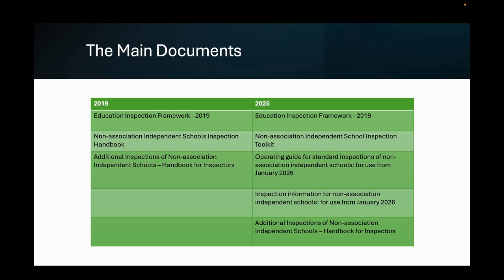And then getting back to 2019, we had the handbook for additional inspections of non-association independent schools. That is still the same. We still have that. And the changes that we're discussing affect only one type of inspection, the standard inspection, which is why the handbook for additional inspections remains the same, because all the other types of inspections that take place in independent schools remain the same.